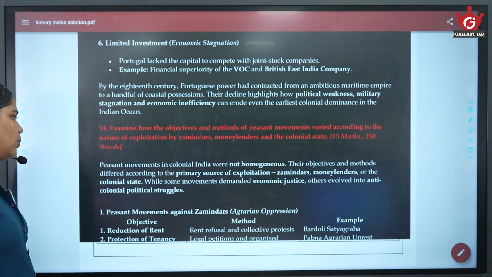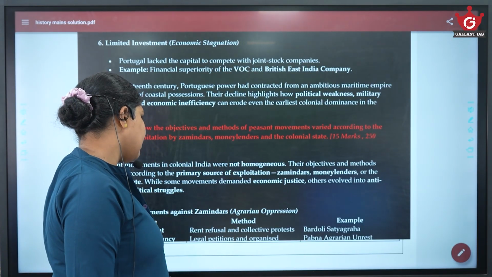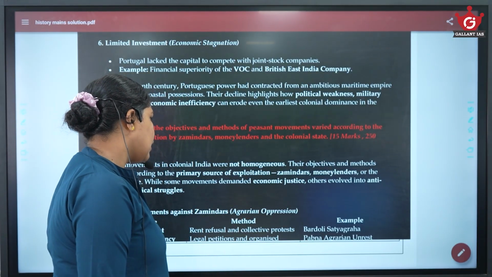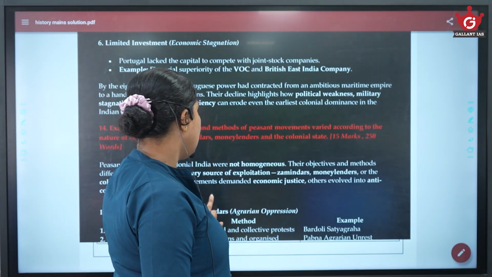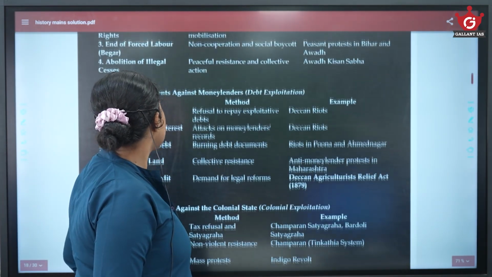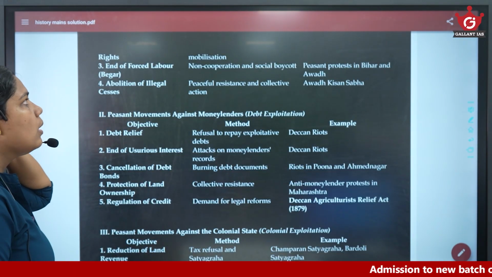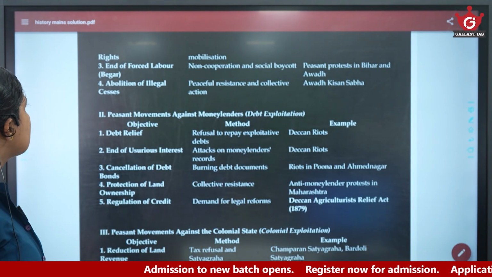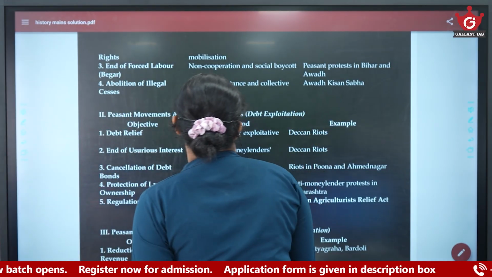Okay. So peasant movements against zamindars: first was reduction in rent. Okay. They refused to pay the rent. You can mention the Bardoli Satyagraha. Next is protection of tenancy, legal petitions. You can mention the Pabna Agrarian Leagues. Next is end of forced labor. Okay, they tried to end this forced labor, and you can mention non-cooperation, social boycott, these kinds of things. Then abolition of illegal cess. You can mention the Awadh Kisan Sabha.